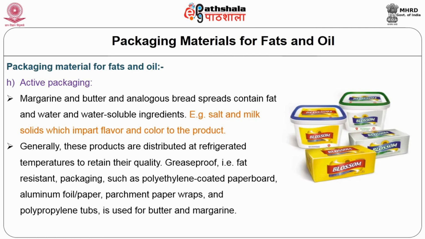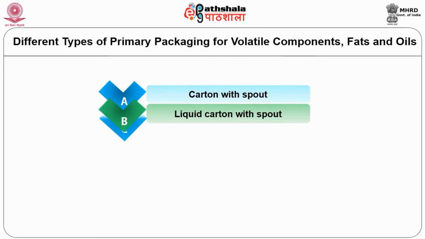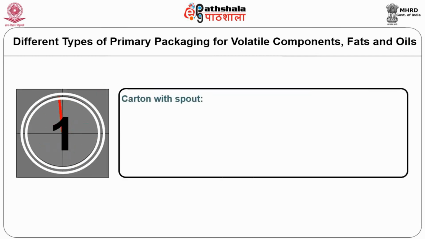Grease proof, that is fat resistant packaging such as polyethylene coated paperboard, aluminum foil or paper, parchment paper wraps and polypropylene tube is used for butter and margarine. Now we will look at different types of primary packaging for both volatile compounds and fats and oils. First one is carton with spout. Spout has been added in the side of carton for convenience.